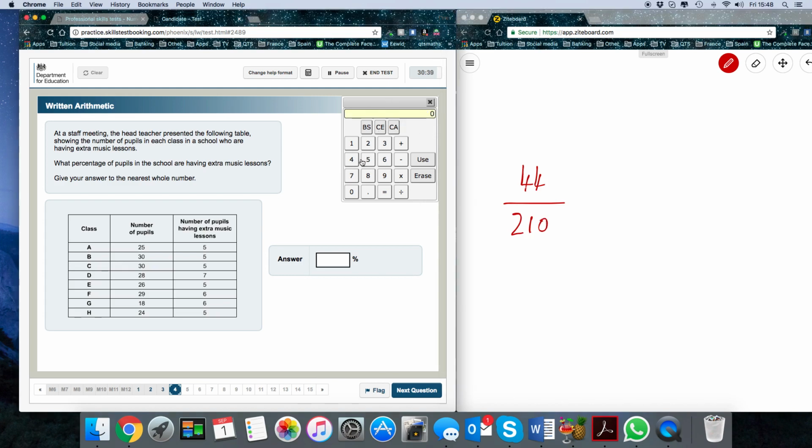It's just practice. Okay, so proportion, or sorry, it says percentage. So we always start with a fraction. We do the simple division. That turns it into a decimal, but times by 100 will turn it into a percentage. It's 20.9%. Okay, nearest whole number, 21%.